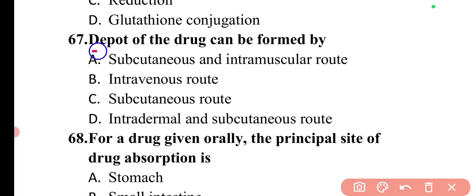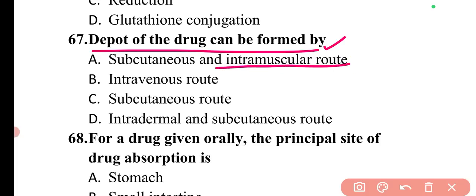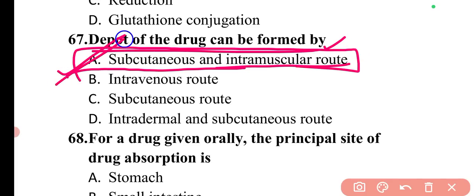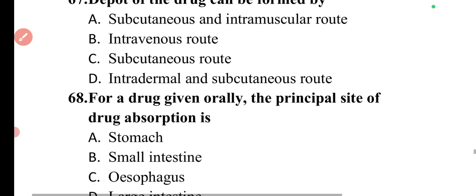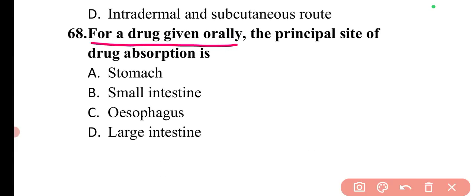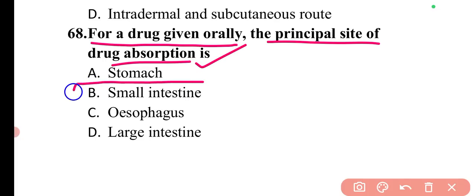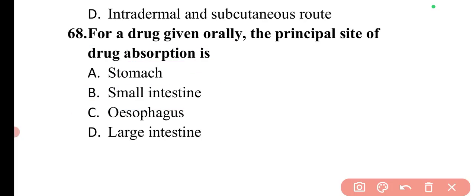Next question is: depots of drugs can be formed by. Depot preparations, basically oily preparations of the drug, can be given by the intramuscular route. This we have studied. Also with the subcutaneous route we can inject the depot preparation. So here option A will be the correct answer. Next question is: for a drug given orally, the principal site of drug absorption is. If the drug is given orally, then the absorption site will be the small intestine. So here option B is the correct answer.